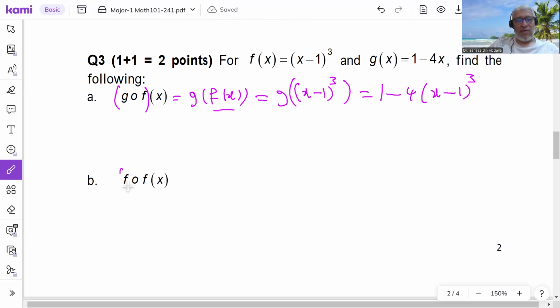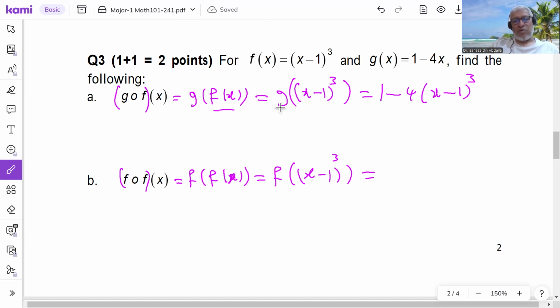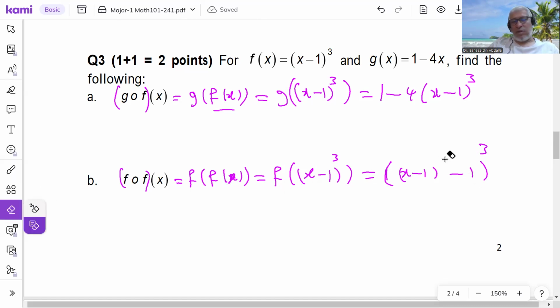To find f circle f of x, it is f of f of x, and f of x by definition is (x minus 1) to the power 3. And now I need to find f of this. So f of x, this is the definition. So x is replaced by (x minus 1) to the power 3. So I should replace x here in the right-hand side by (x minus 1) to the power 3. And then minus 1 raised to the power 3. So this is the answer. This is f circle f.